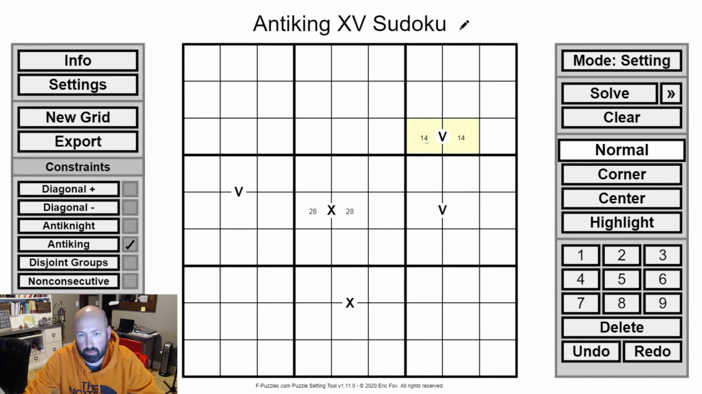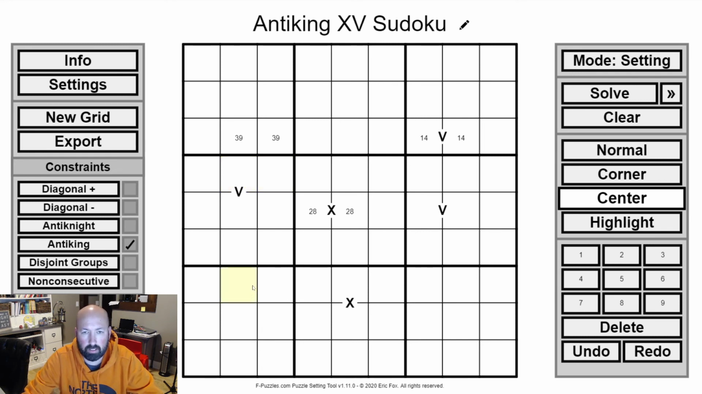So if you have a pair in consecutive cells, even if they're not on the V, even if you had a 3-9 and a 3-9 here, for whatever reason you end up with a pair here, that would eliminate both those numbers from the two cells that are across the border here from it. So that's something to keep in mind.